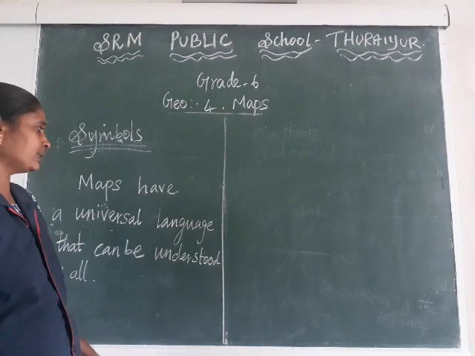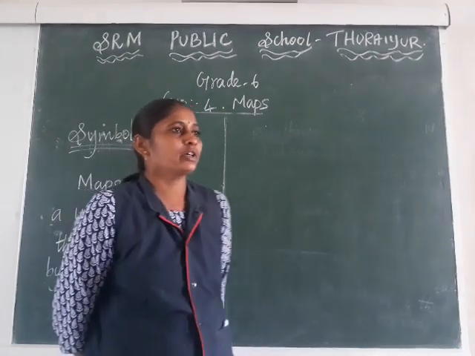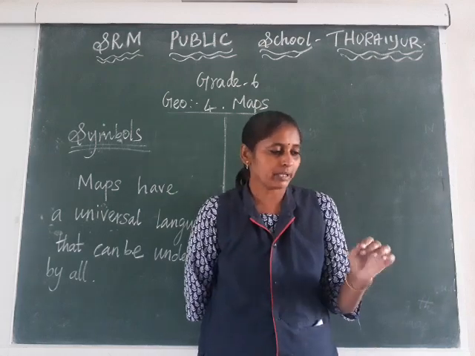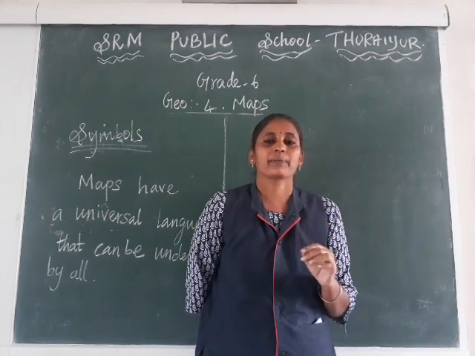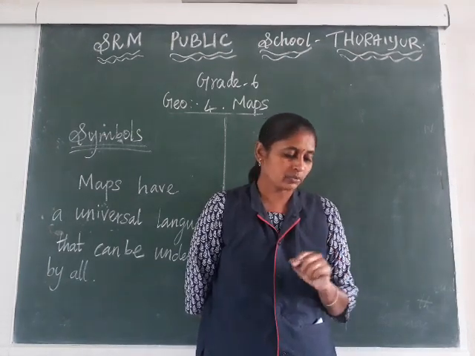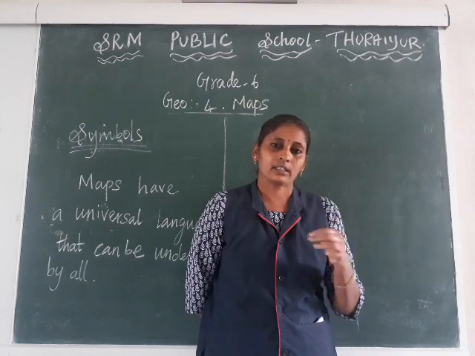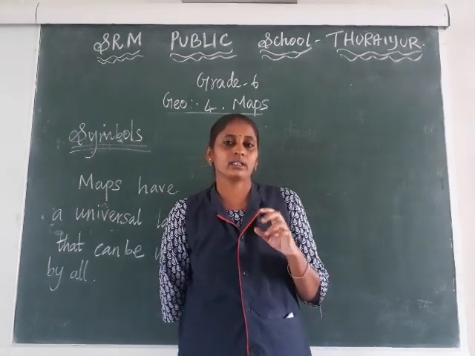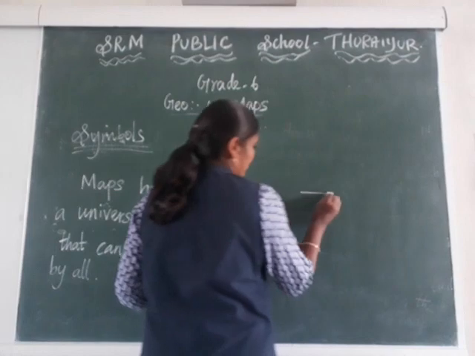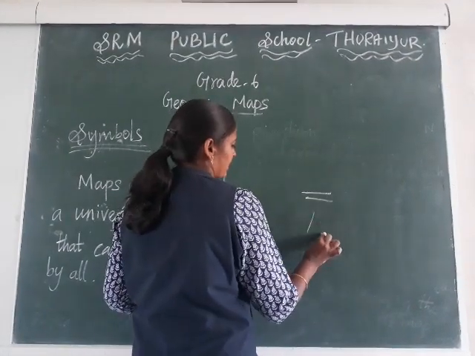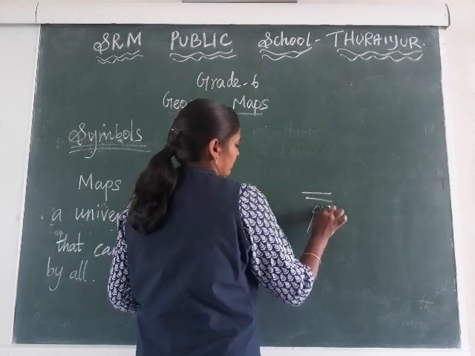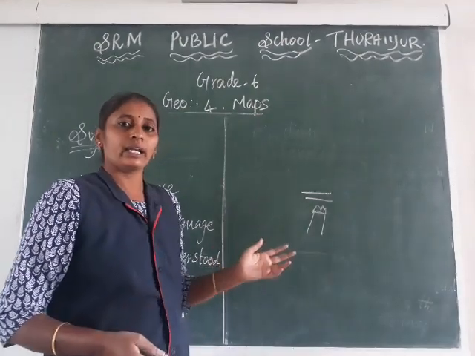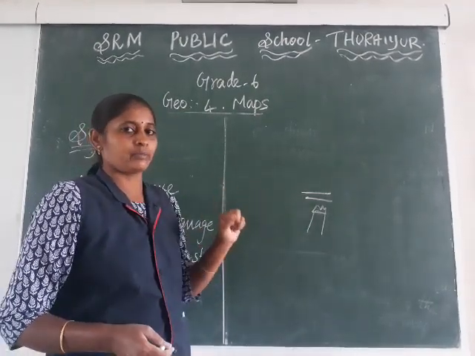The third component of a map is symbols. Whenever you have a chance to refer to a map in an atlas, in some places they mark a blue color, in some places they use brown color. Like that, we can see different colors in the atlas. Some places are marked with symbols, and with the help of these symbols, we can understand what they describe.